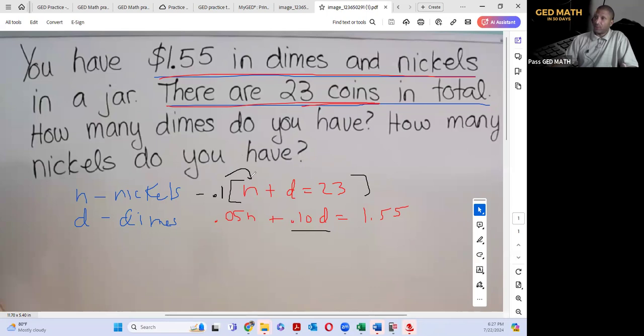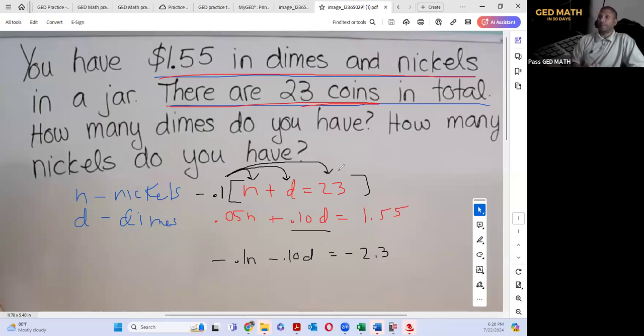So we're going to distribute. We get negative 0.1n minus 0.1d. Now, again, we can add a zero. A zero at the end does not change the value of a decimal. Equals negative 2.3. All I did was multiply negative 0.1 times each of these values. Did everybody understand that?